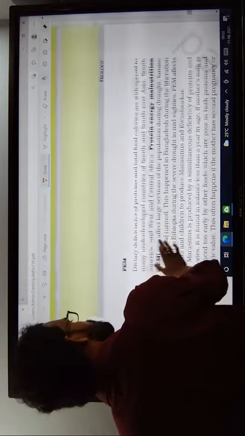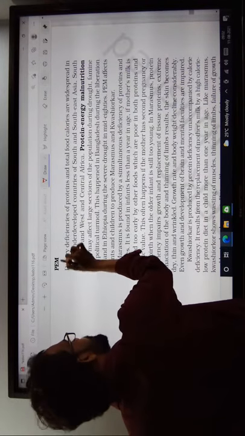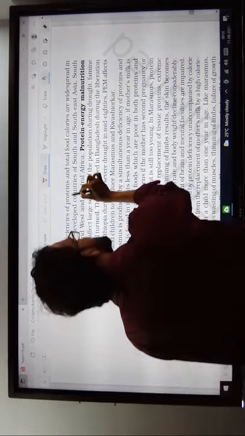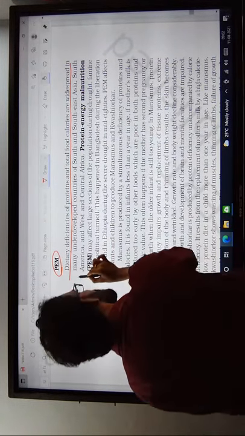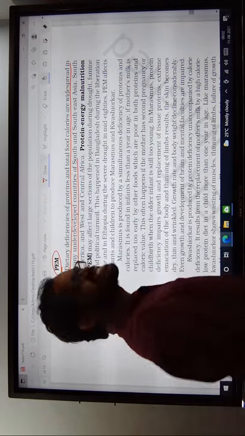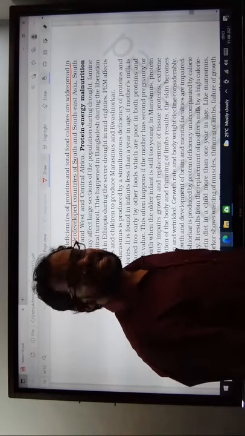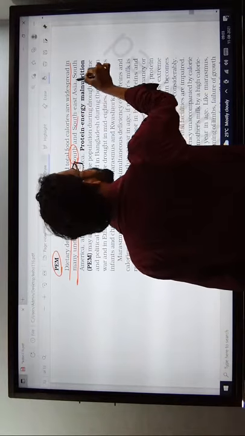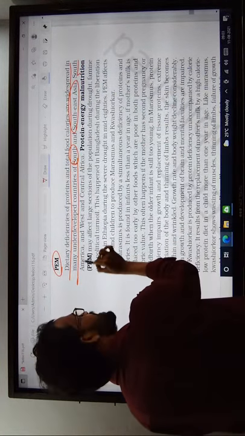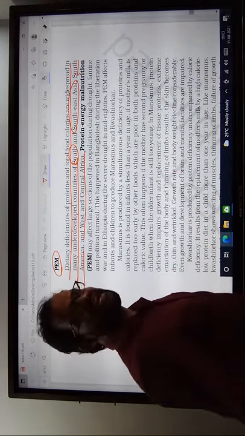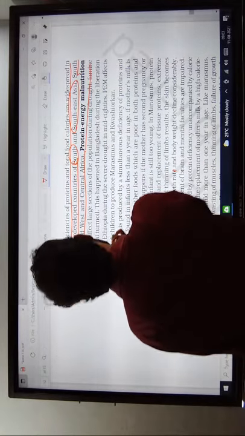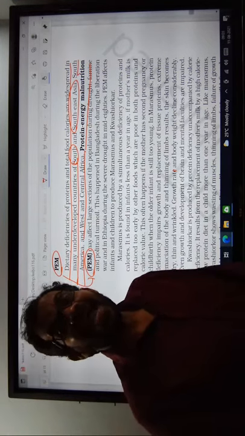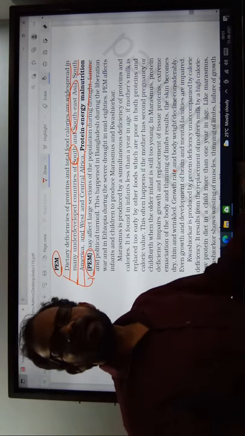See, the next one. What is this one? It means dietary deficiency of proteins and total calories, which occurs in many underdeveloped countries: South Asia, the West Indies, Kenya, Nigeria, Southeast Asia, South America, and West and Central Africa. They are suffering from protein and energy malnutrition because of their lack of food.